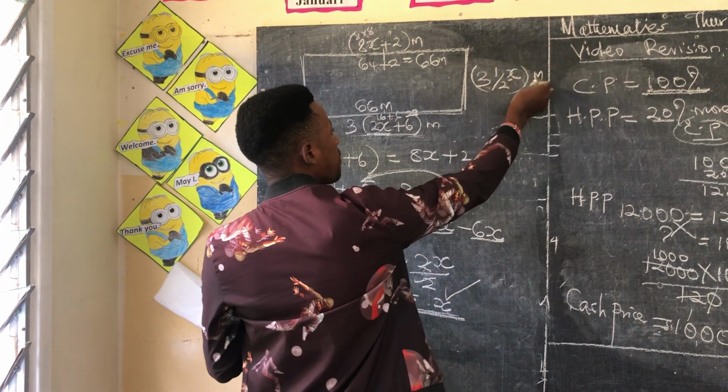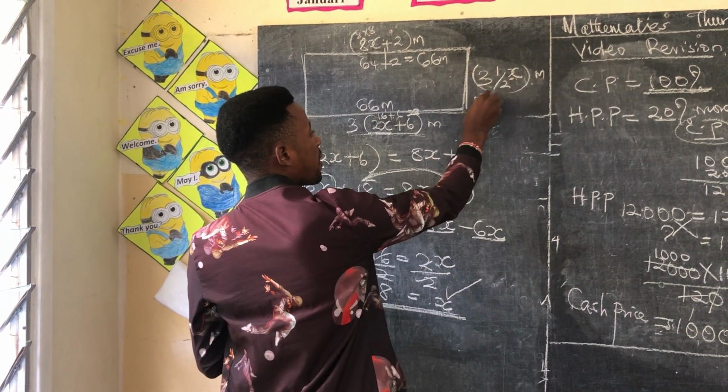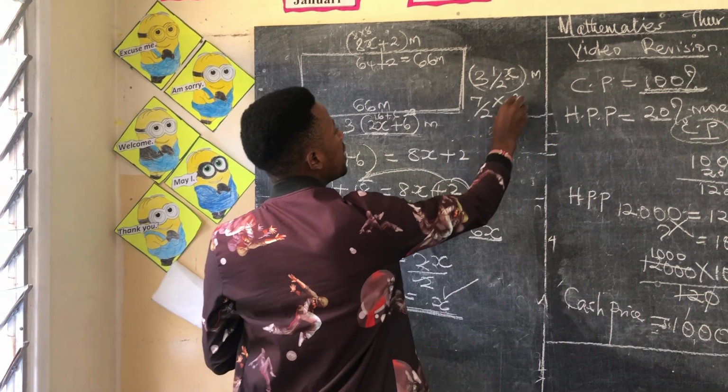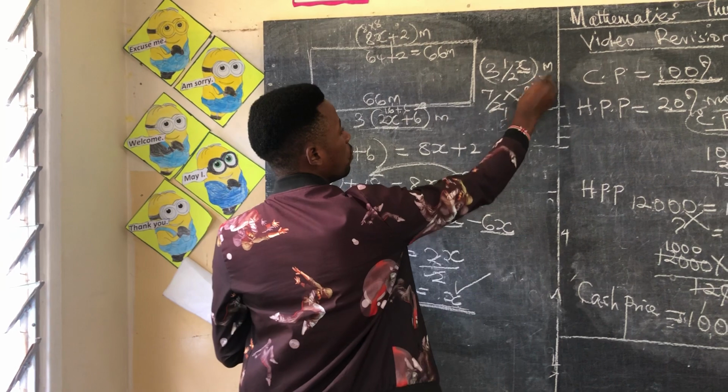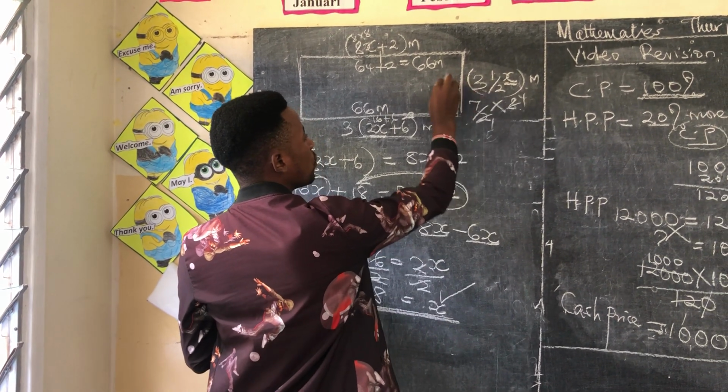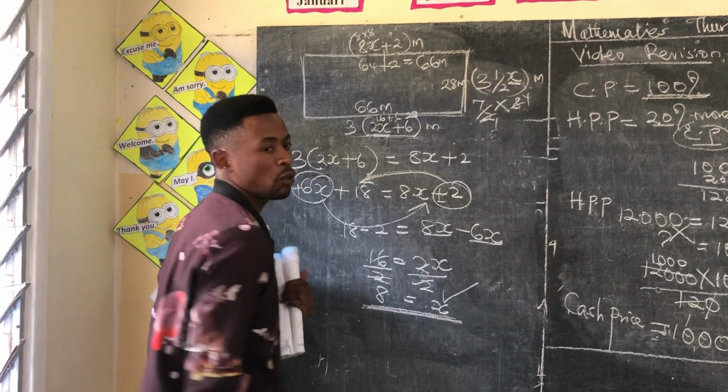So 3.5x, as an improper fraction, is 7 over 2 times 8, the x. So by 2, 1, by 2, 4. 7 times 4 is 28. So the width measures 28.